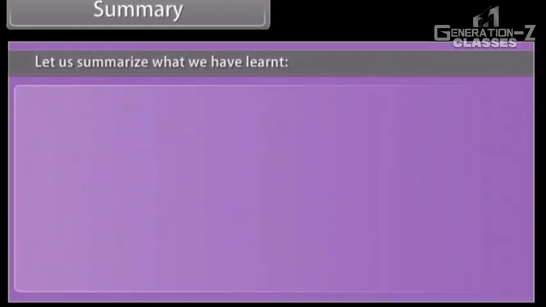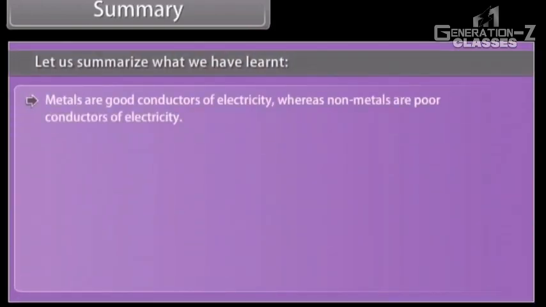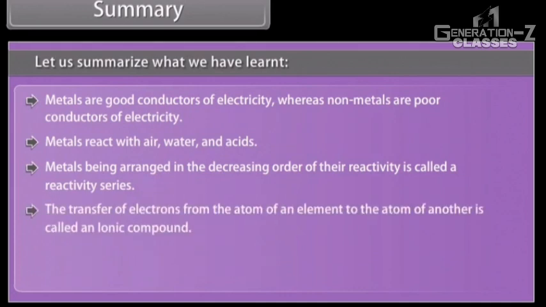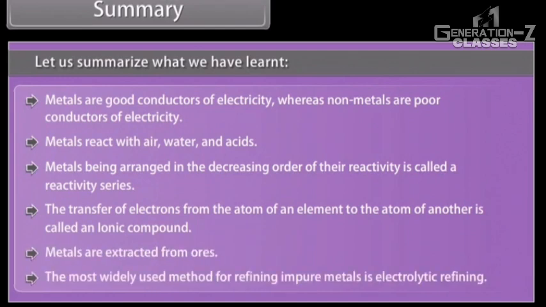Summary. Let us summarize what we have learned. Metals are good conductors of electricity, whereas non-metals are poor conductors of electricity. Metals react with air, water, and acids. Metals being arranged in the decreasing order of their reactivity is called a reactivity series. The transfer of electrons from the atom of an element to the atom of another gives an ionic compound. Metals are extracted from ores. The most widely used method for refining impure metals is called electrolytic refining.